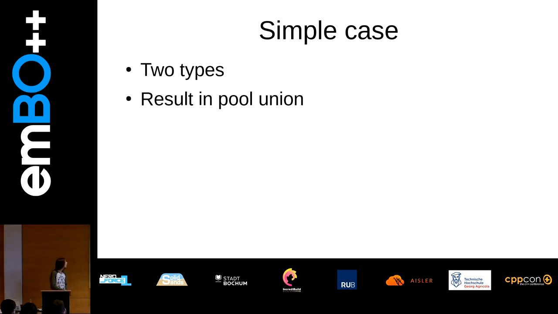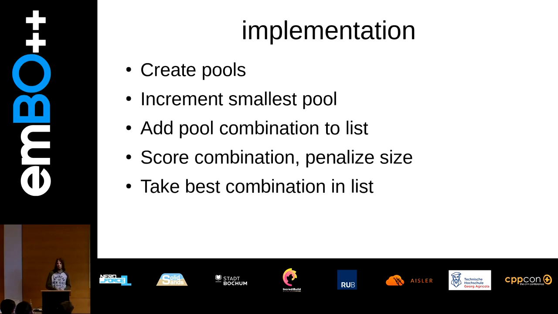How do you do this? Well, first of all, you create the pools for the different objects. You start with a size of 1, because you need to have at least one element in the pools, otherwise you cannot allocate anything. And then you keep iterating until you reach some maximum size that the pool can handle.